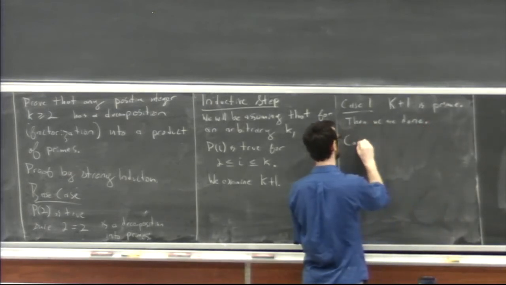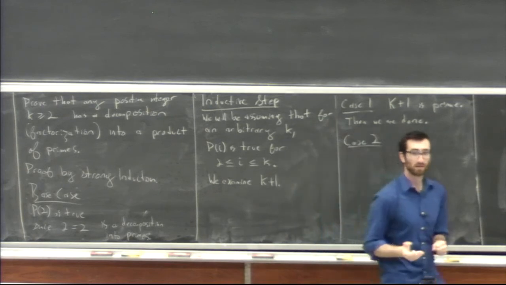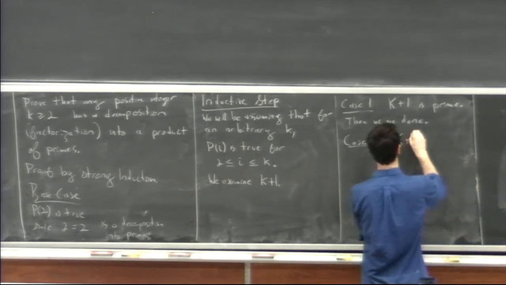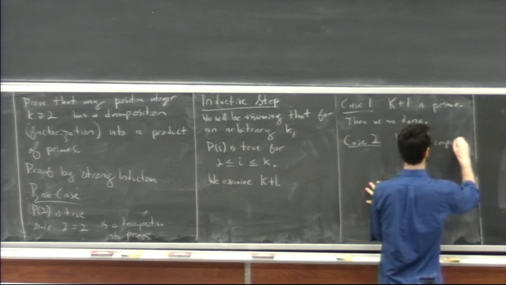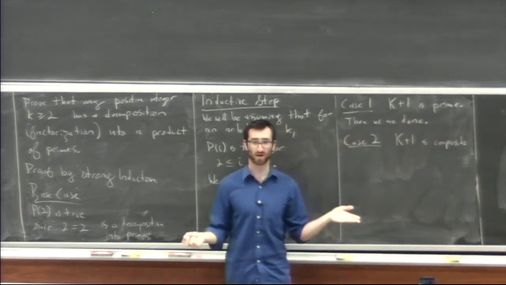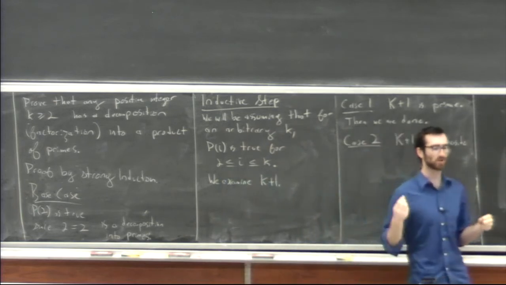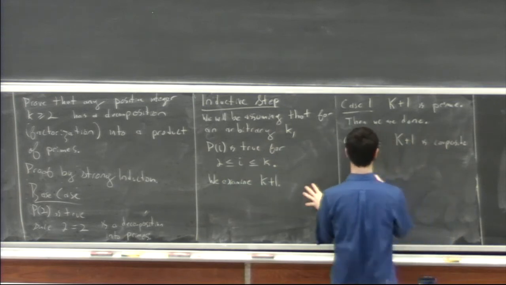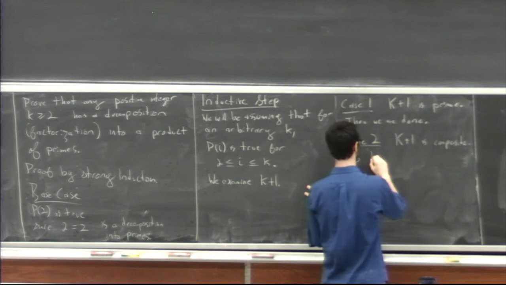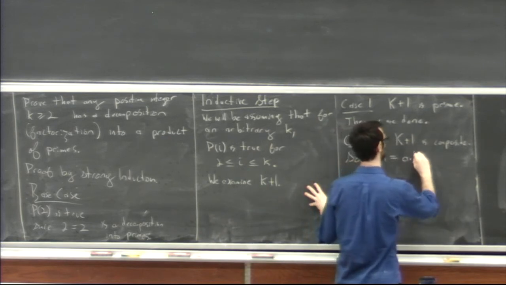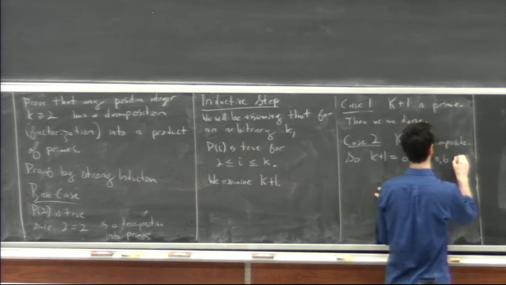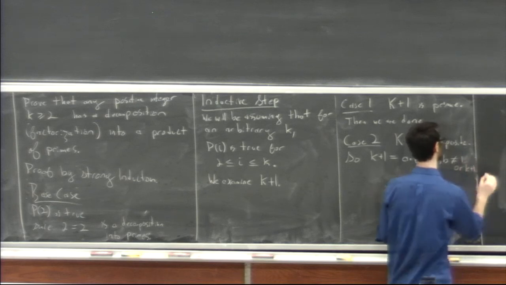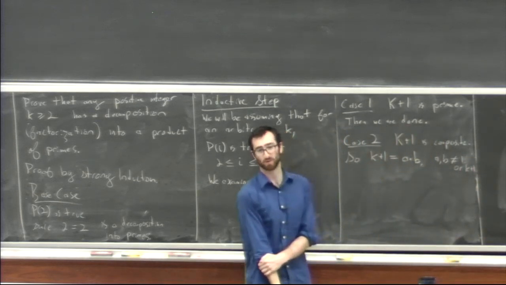In the second case, k plus 1 is composite, which means that I can write it as a product of integers a and b, such that a and b are non-trivial. So in particular, neither a nor b is 1, and neither is k plus 1. So k plus 1 is equal to a times b, where a and b are not equal to 1 or k plus 1, and they're positive integers.